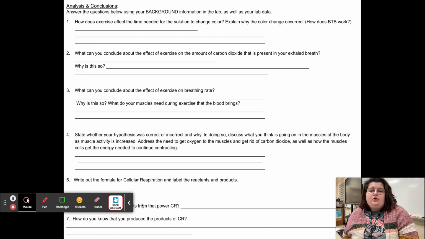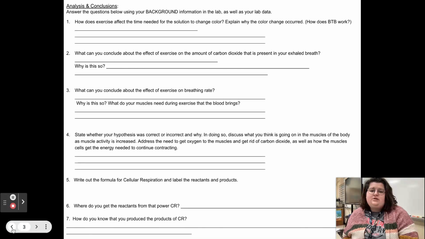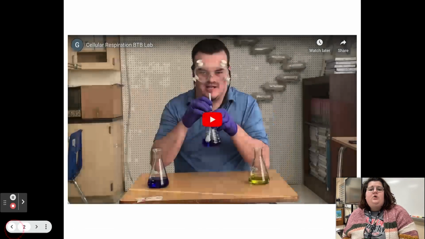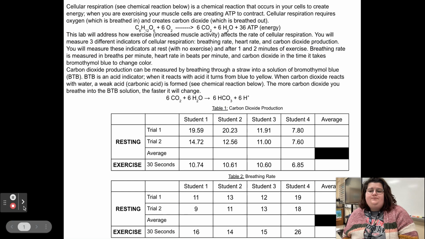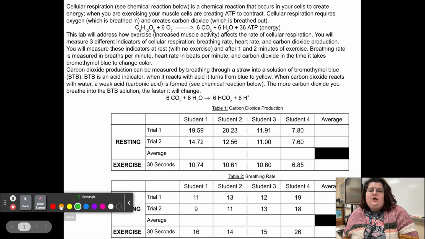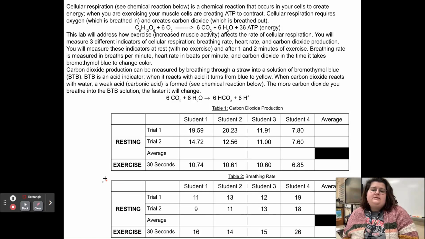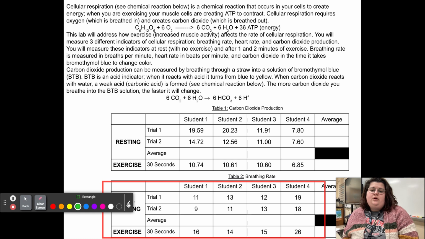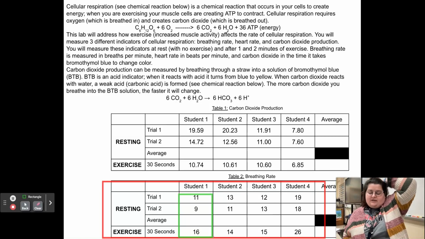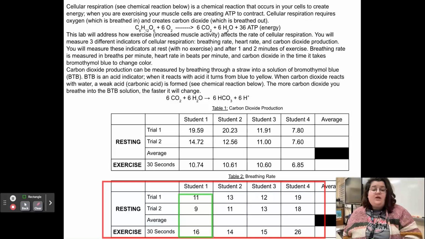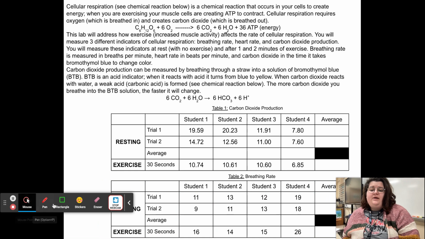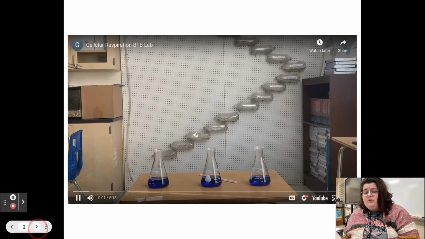What can you conclude about the effect of exercise on breathing rate? Why is this so? What do your muscles need during exercise that the blood brings? We are going to be looking for this one at our second data table here, our breathing rate. And again, just comparing our resting versus our exercising. See if there are more or fewer breaths per minute, why we think that is, and how we can explain that based on cellular respiration. So, what do we take in when we breathe? What do we breathe out?